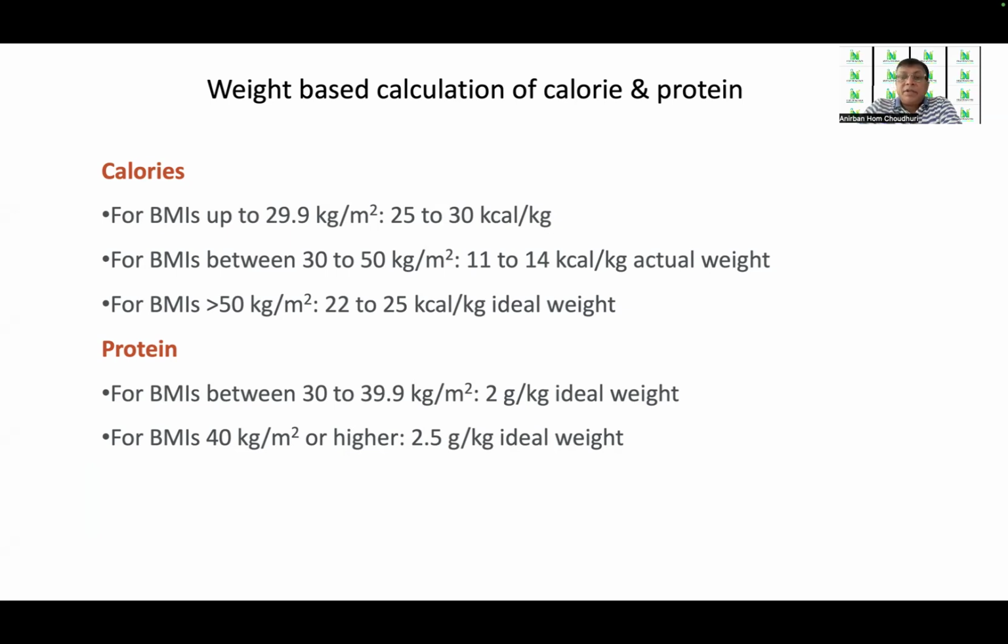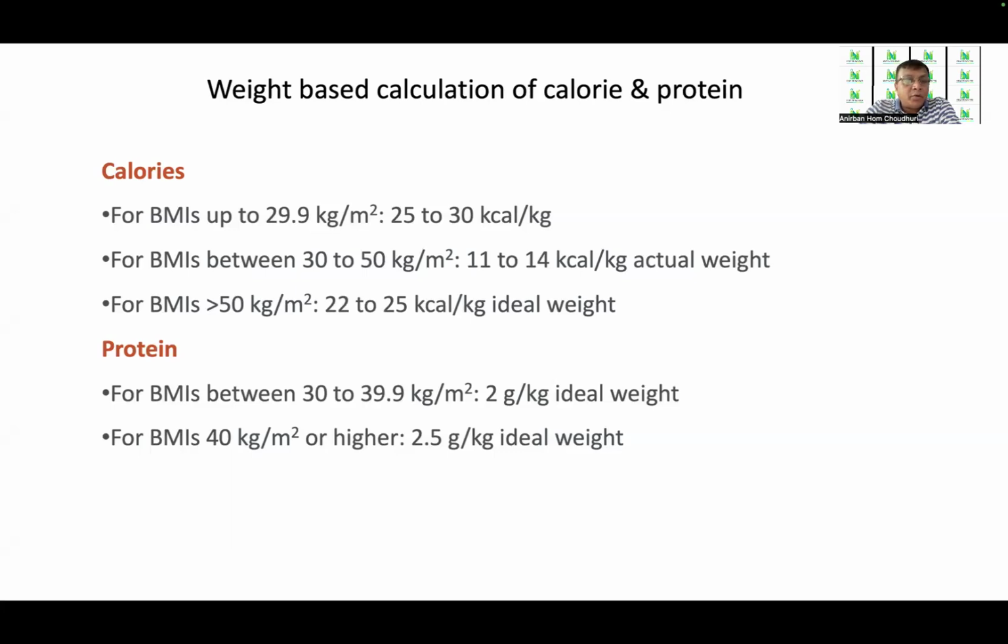And therefore, the ideal body weight is measured by calculating 1/3 of the actual body weight plus the predicted body weight, as determined by the scale, which is appropriate for that age and sex. So predicted body weight plus 1/3 of the actual body weight gives the ideal body weight. In this way, we will have to calculate the calories.